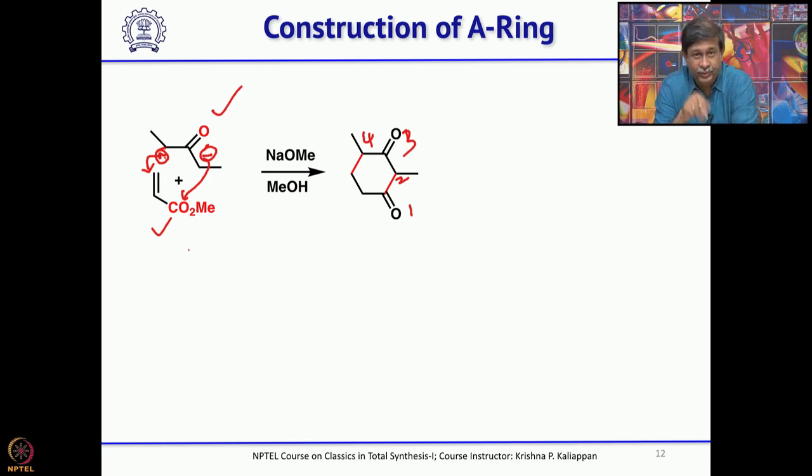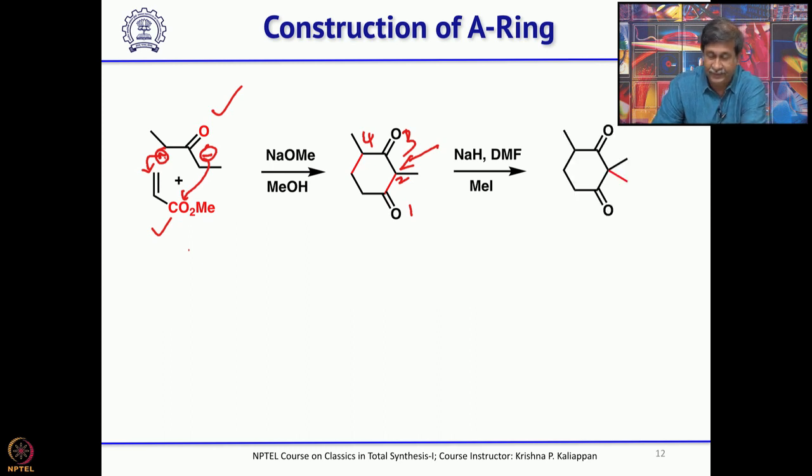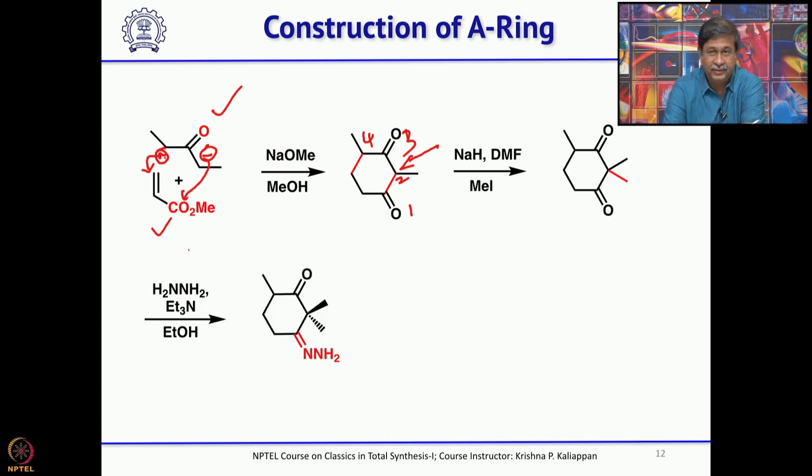Now, if you look at Taxol, at this carbon you need one more methyl group. That is very simple: you treat with sodium hydride and then methyl iodide, and you get this compound. So now it has all the functional groups present in the A ring. You treat with hydrazine. Why hydrazine? Because later he wanted to introduce a vinyl iodide.